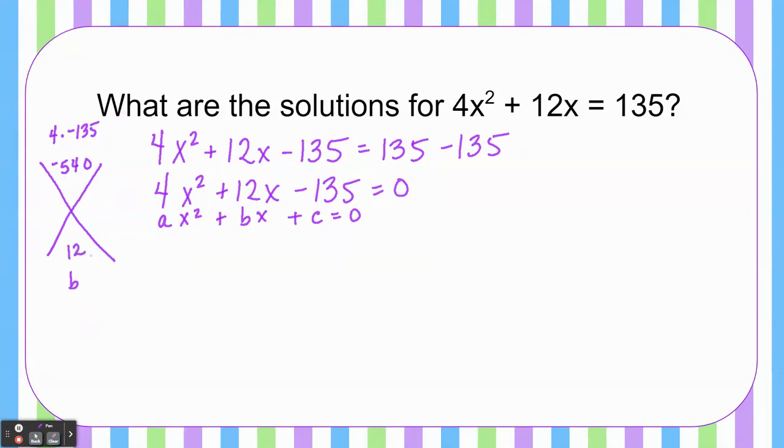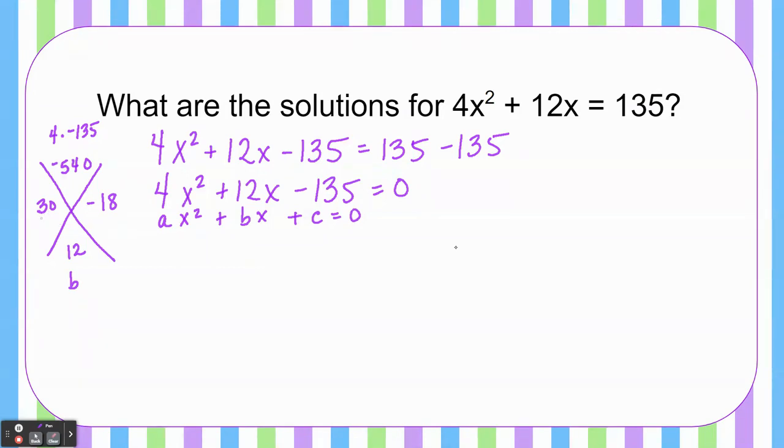Now, friends, what I need is I need two numbers that when I multiply them together, I get negative 540. And when I add them together, I get positive 12. Now, this may seem like a lot, and you can work with the numbers there, but I ended up getting 30 and negative 18. Because the 540 was ending in a 0, I started with multiples of 10. So if that helps you to kind of break that down.